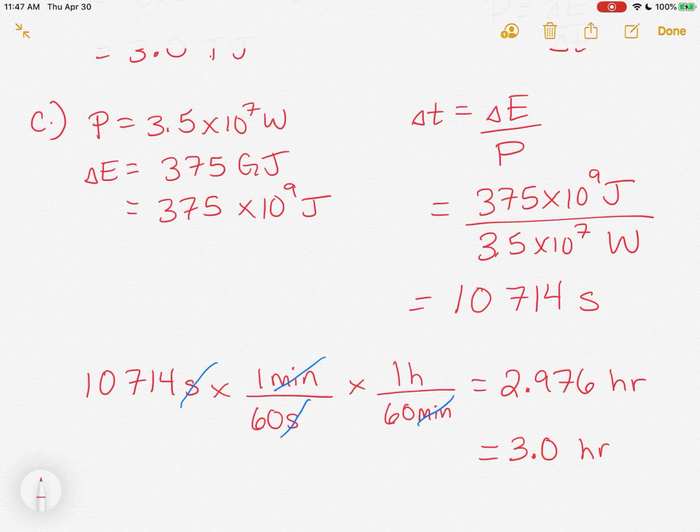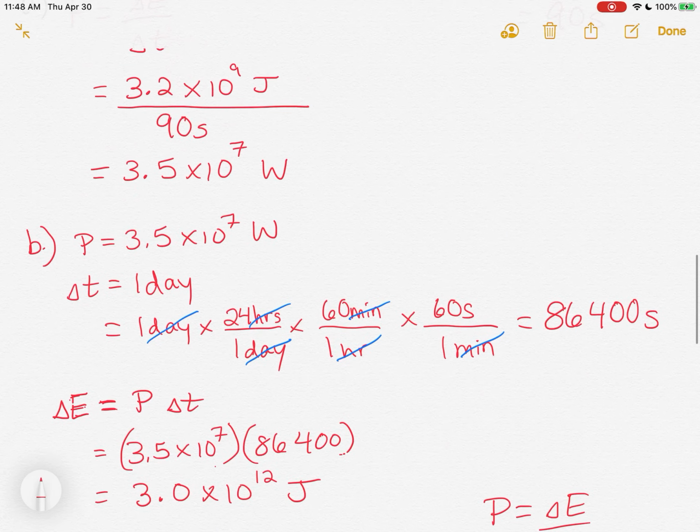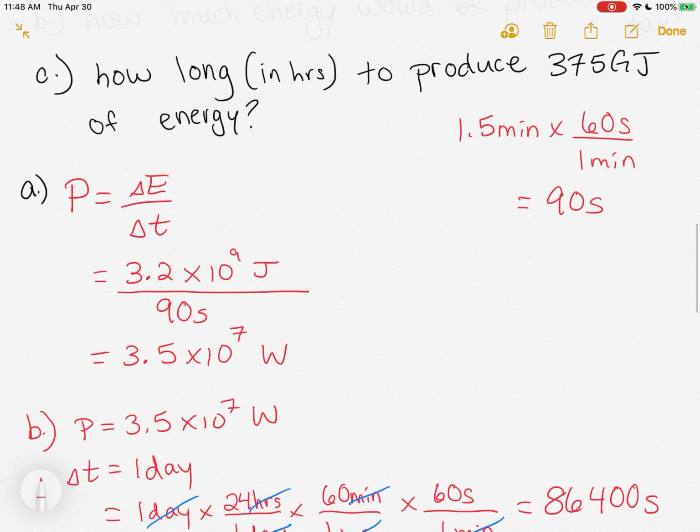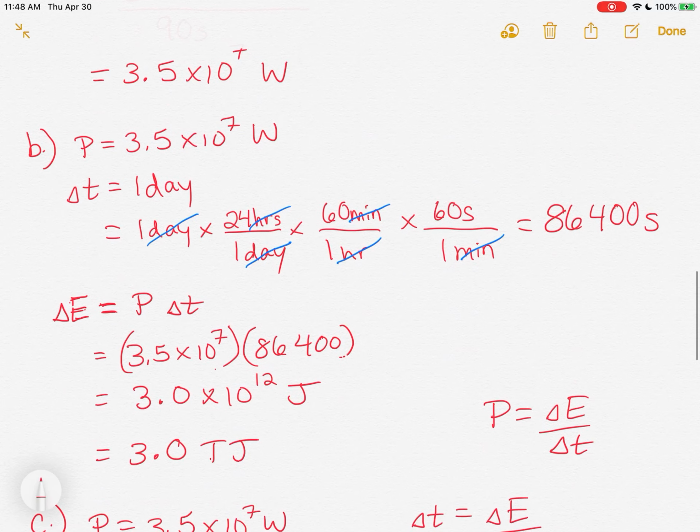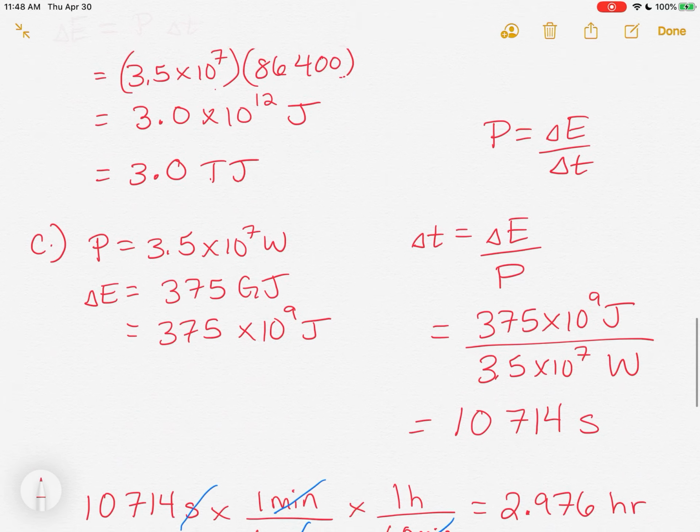All right, that's it for calculating power. So there's a couple of different ways to use that power equation. So in part A, in this example, we calculated the power using the energy and the time. Make sure energy is in joules, make sure time is in seconds. In part B, we calculated the energy by rearranging the formula. Again, make sure our power is in watts, and our time is in seconds, so that we get joules as our energy.